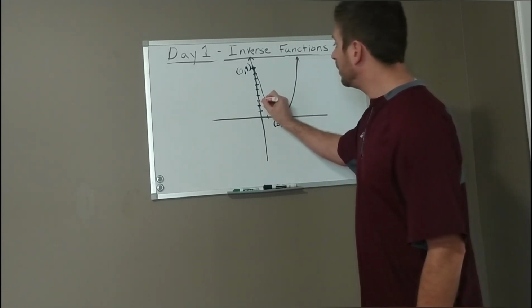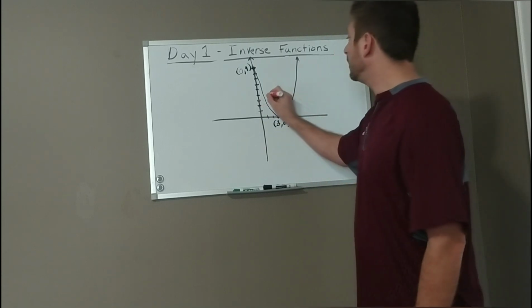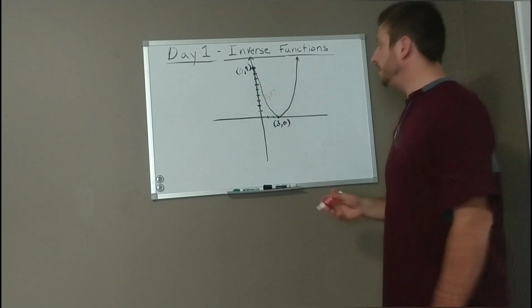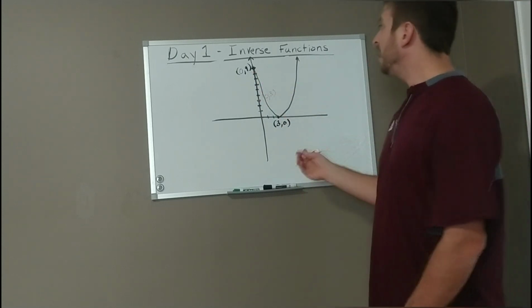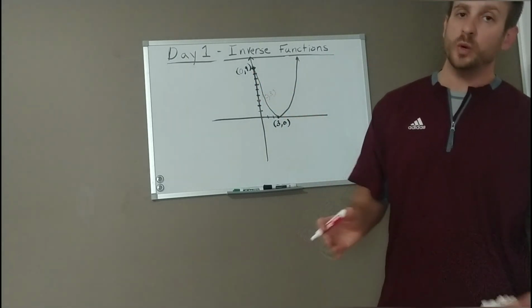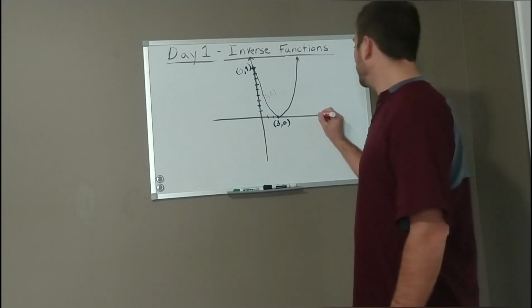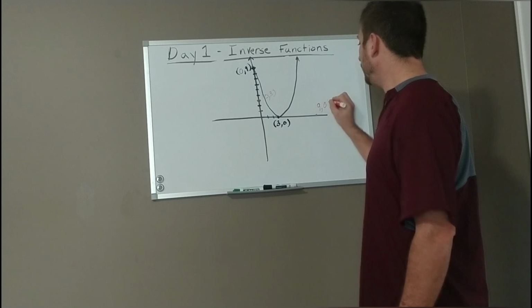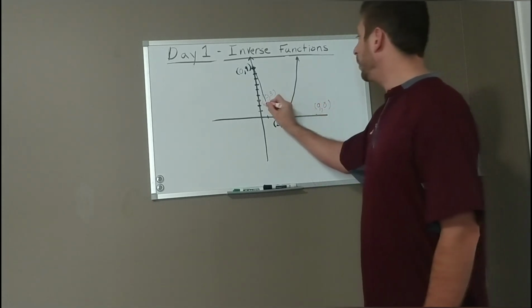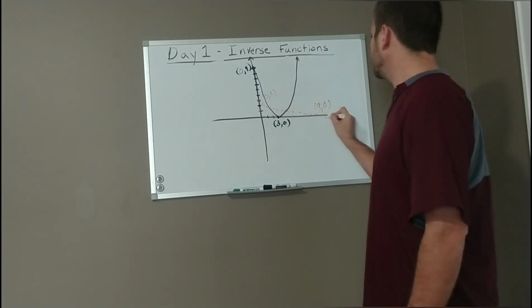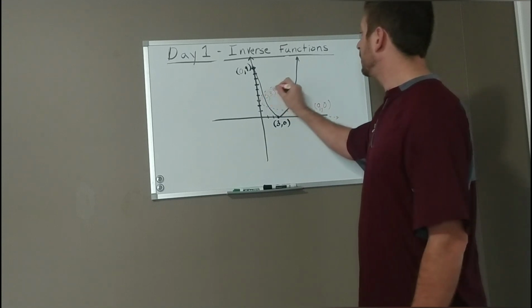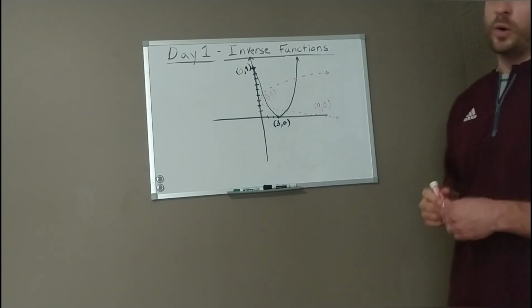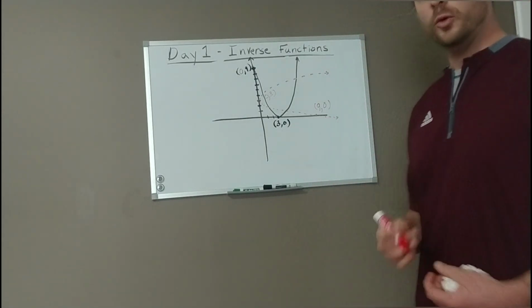0 over, 3 up. 0, 3. Then we're going to do the same thing with 9, 0, or 0, 9, and we're going to switch the x and y, and we are going to plot 9, 0, switching the x and the y. This gives us our inverse function.